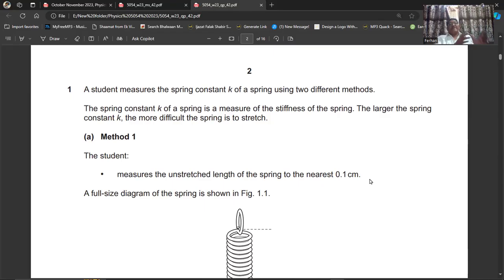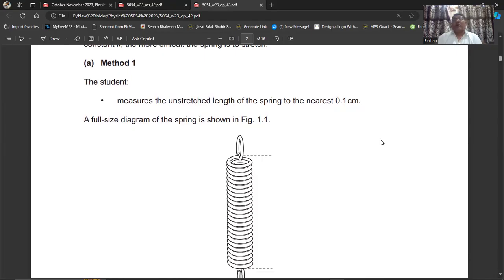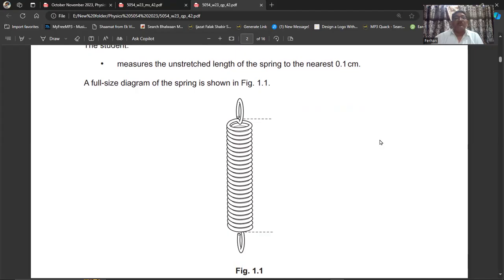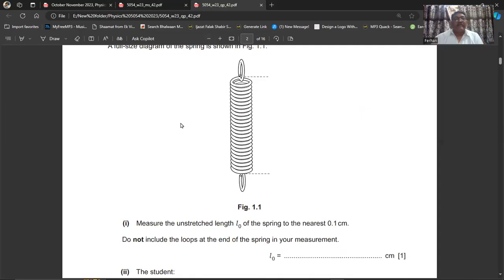A student measures the spring constant K of a spring using two different methods. The spring constant K of a spring is a measure of the stiffness of the spring. The larger the spring constant K, the more difficult the spring is to stretch. So method number 1, the student measures the unstretched length of the spring to the nearest 0.1 centimeter. A full-size diagram of the spring is shown in figure 1.1. So it's a full-size diagram.